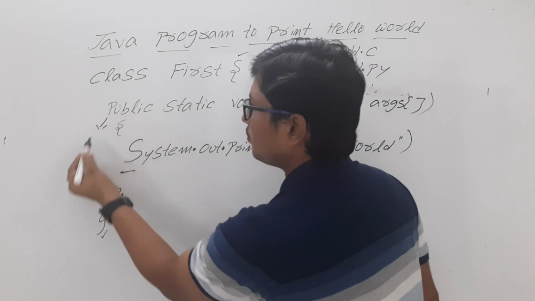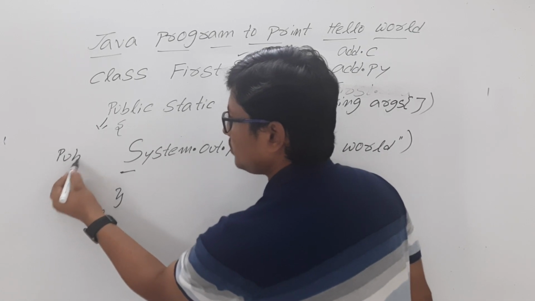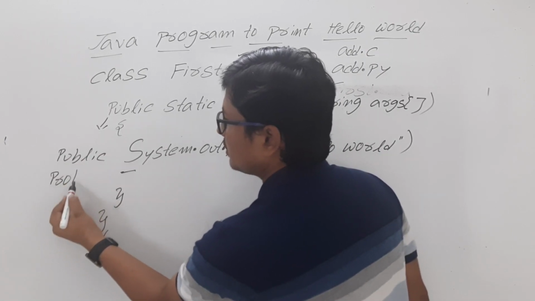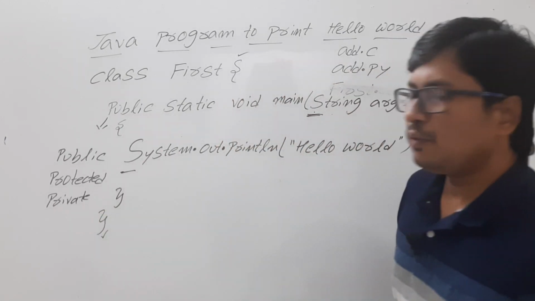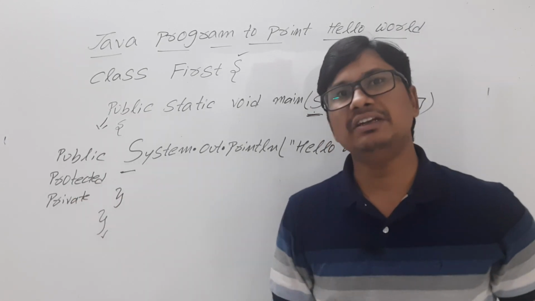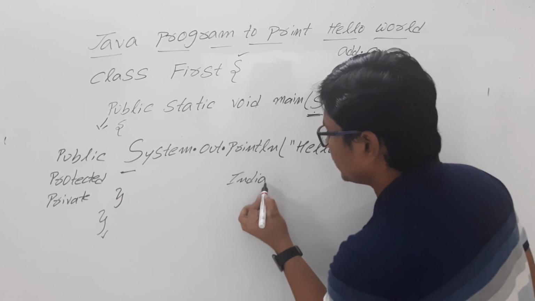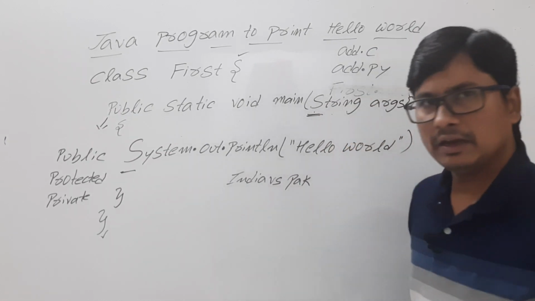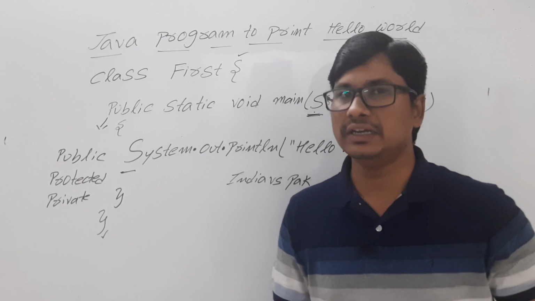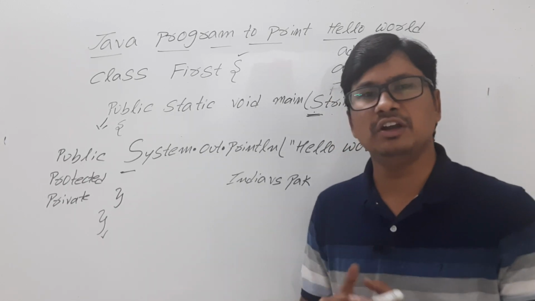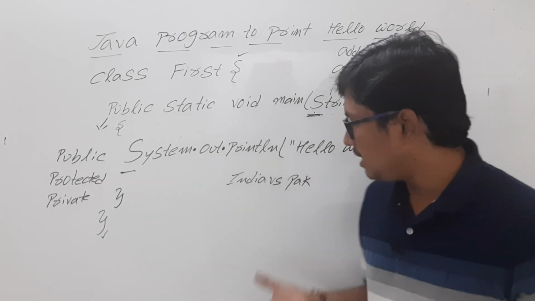And remember one thing, we have three access specifiers or access modifiers: public, protected, and private. Now what is the meaning of public, protected, private? I will discuss with a simple example. Let's take that an India versus Pakistan match is going on. Everyone knows that whenever there is an India versus Pakistan match, whether it is a test match, T20 or one day, people will try to watch. They will not do any other work. They will take leave from their jobs or from college or school, and they will watch it.